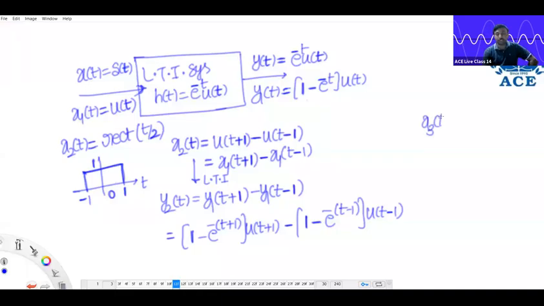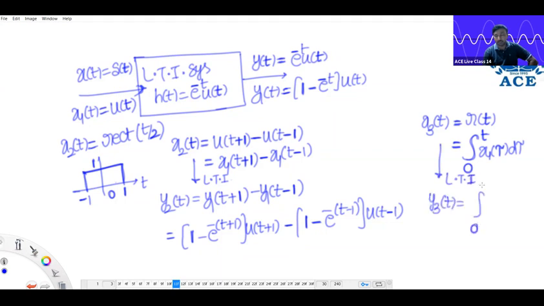Suppose I changed the input to a ramp signal. What is the relation between ramp and step function? Integration of step is ramp. So what is the LTI system property? Just integrate the output: integral from 0 to t of y1 of tau. Just integrate it, and it will give some result.